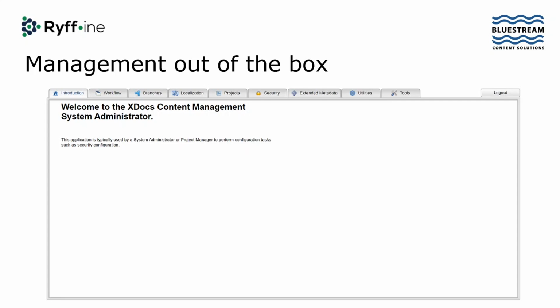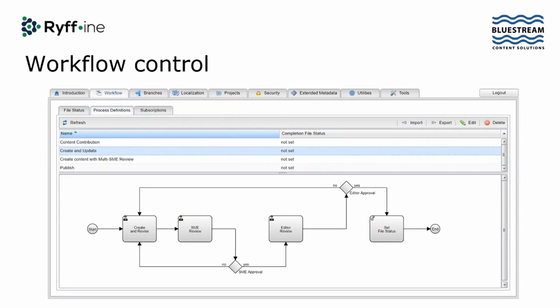So this is Xdocs, everyone knows Bluestream and Xdocs, and this is the administrator's screen that you get. Across the top, we've got control over workflow, branches, localization, project, security, extended metadata, etc. So what you're getting with a CCMS, and I'm plugging this on behalf of the CCMS vendors, is this management out of the box.